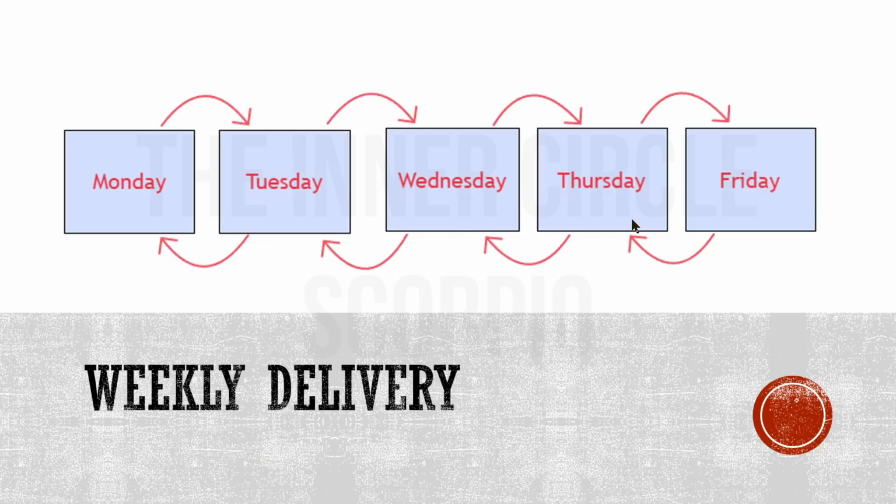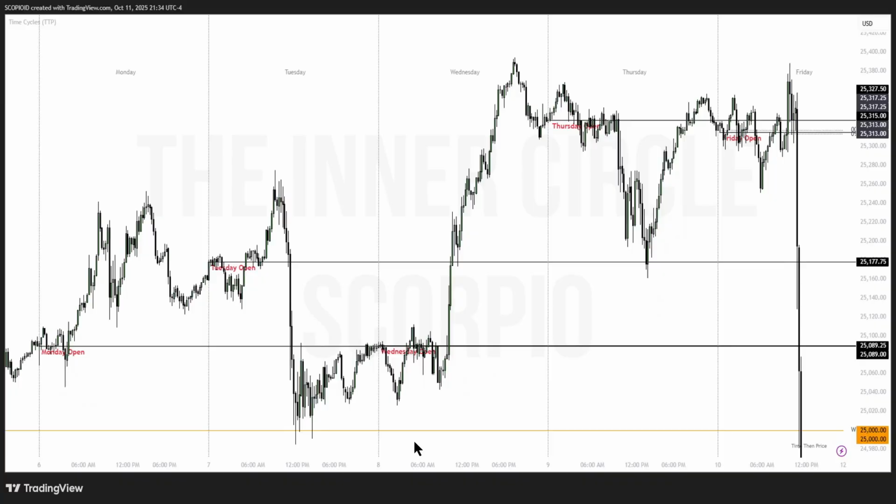Okay, so now we look at the weekly delivery. In a monthly delivery we were looking at the weeks, and in a weekly delivery we will look at the days of the weeks: Monday, Tuesday, Wednesday, Thursday, and Friday. You'll be like, oh my god, this is how price moves. We can just put a small order in, and at the end of the day just take it out.